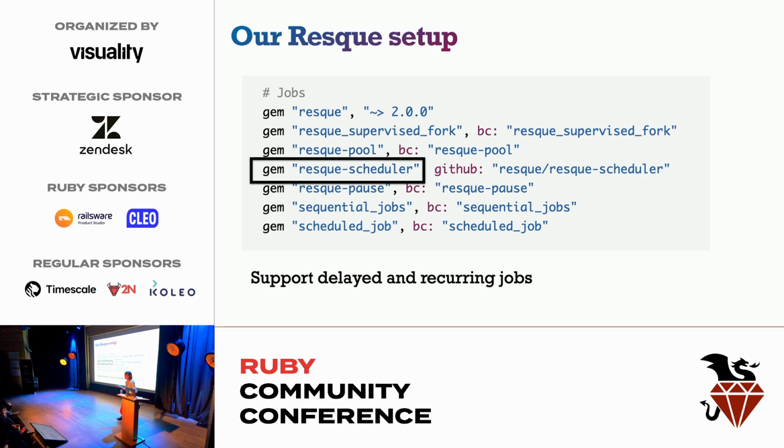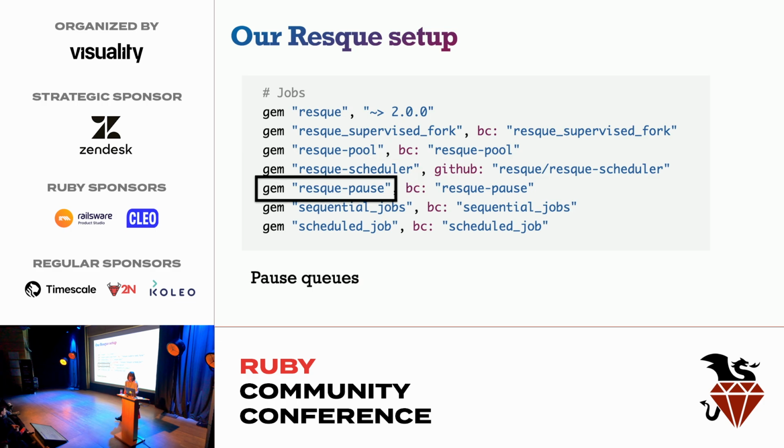And also for recurring jobs. With Resque Scheduler, you can specify cron style jobs. So we use that. Then we have Resque Pause. This is a very simple one. It's just so you can pause a queue. Imagine if you are running into some trouble in production and a queue is causing problems, you can easily just pause it and not consume any more jobs there.